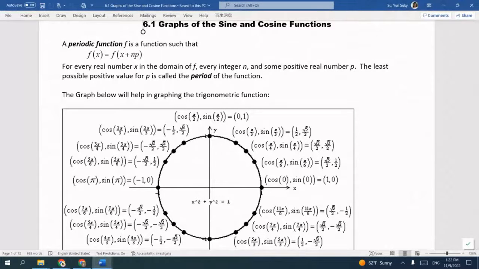A periodic function is a function such that f of x equals f of x plus n times p for every real number x in the domain of f, every integer n, and some positive real number p. The least possible positive value for p is called the period of the function.